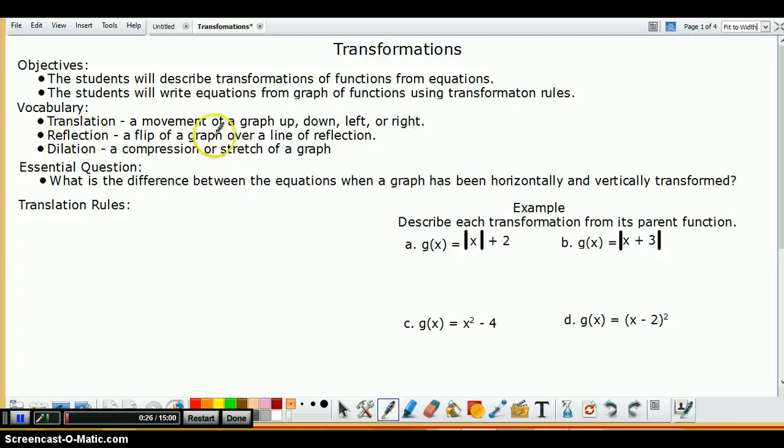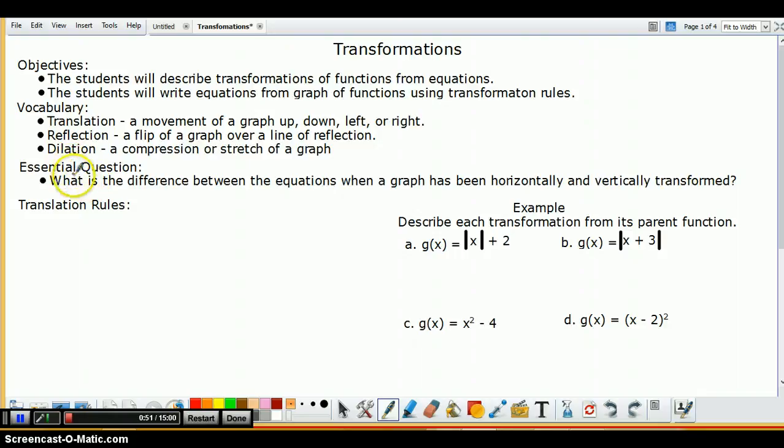These are the two new ones. Reflection, which is a flip of a graph over a line of reflection. You are used to flipping or reflecting over the y-axis. We're also going to talk about the x-axis. And dilation, which is a compression or stretch of a graph. This is like with quadratics when we make them wider or more narrow. We're stretching or compressing them.